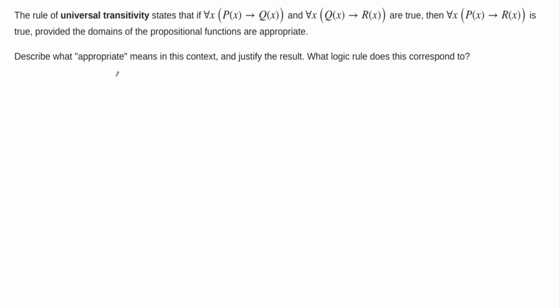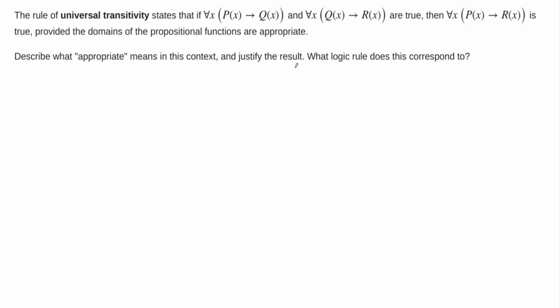In this example, we are told that the rule of universal transitivity states that if we have these two universal conditional statements, for all x, p of x implies q of x, and for all x, q of x implies r of x, and if these are both true, then we can conclude that for all x, p of x implies r of x. That's what the rule tells us. And then I wrote here, provided the domains of the propositional functions are appropriate. Let's talk about that second here.